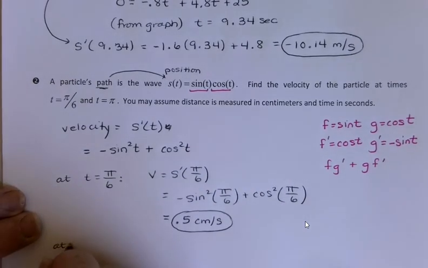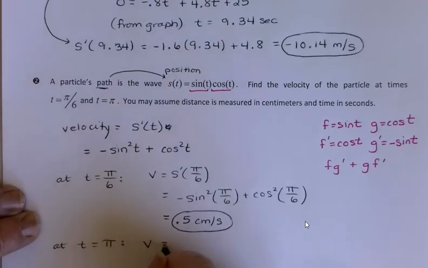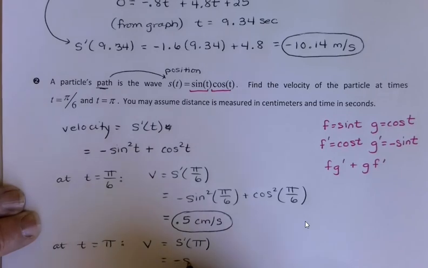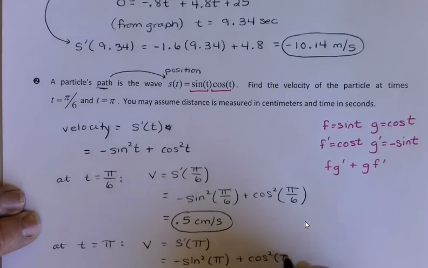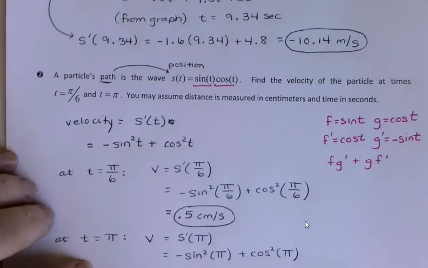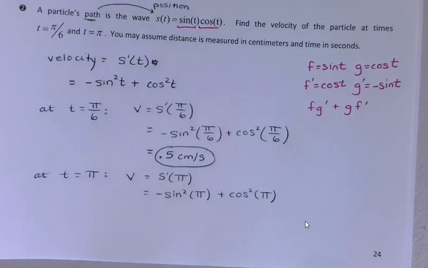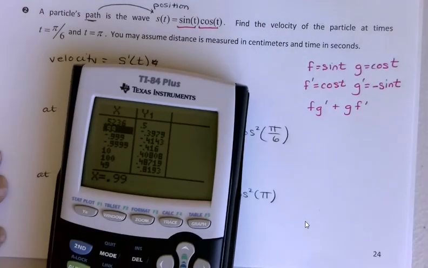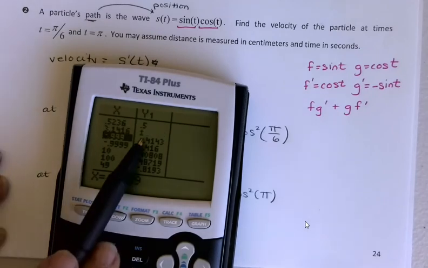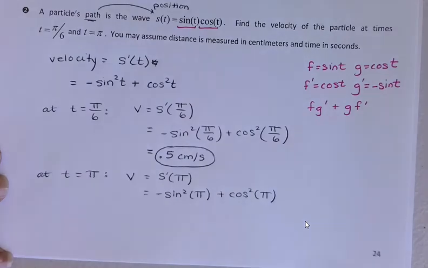And then we can also do our time of pi seconds. My velocity would be s prime at pi. That one's probably almost easy enough just to do in my head, but we can use the calculator as well. Sine of pi is 0 and cosine of pi is negative 1, right? So we should get 1. And there it is, at pi our velocity is 1.